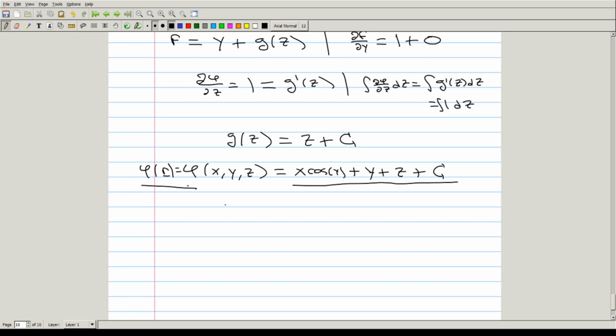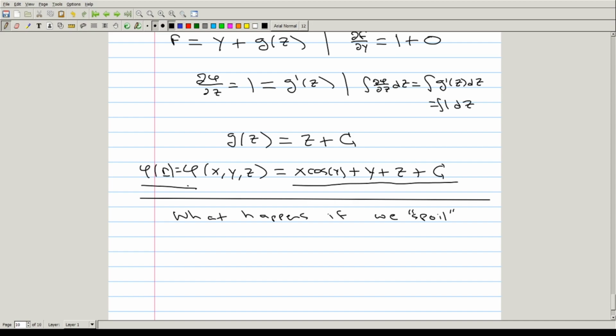A good problem for you to look into is to change this problem just a little bit. What happens if we spoil this problem? So let's change the system a little bit. We'll say, what if we investigate the vector field F equal to cosine of y plus z, 1 minus x sine of y, and 1?